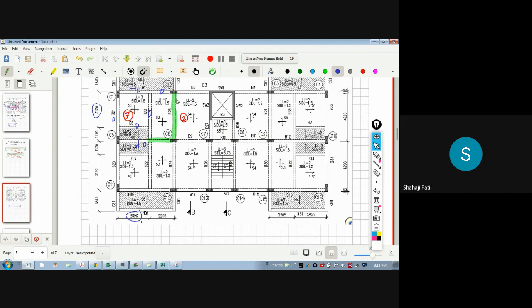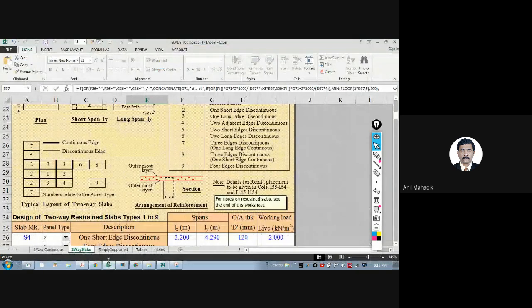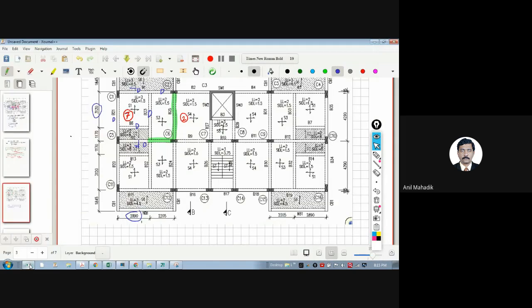Now tell me, one long edge and one short edge continuous. What is the case? Long and short continuous. Fourth number. Fourth number, sir. Now tell me for S5. Here it is continuous. Yes. Here also we are having.